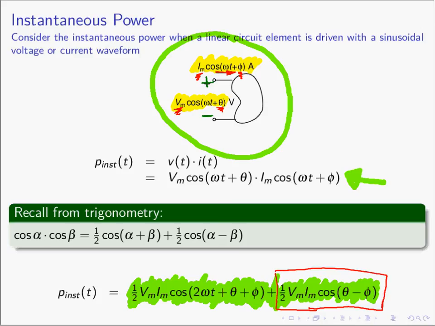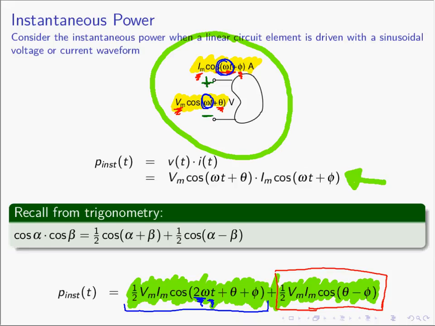And then on the left we have this part, which does involve a function of time. It's a sinusoid, but the frequency here is 2 omega. Recall we excited the system with a frequency of omega. Of course the voltage is also going to be omega, but we have an oscillating power part which is operating at a frequency of 2 omega.